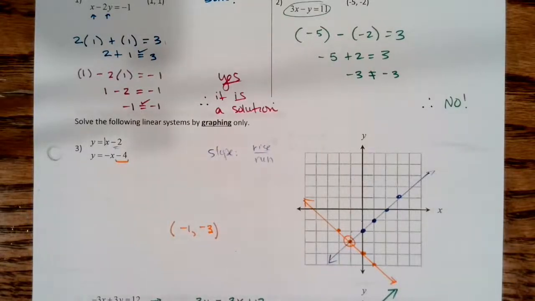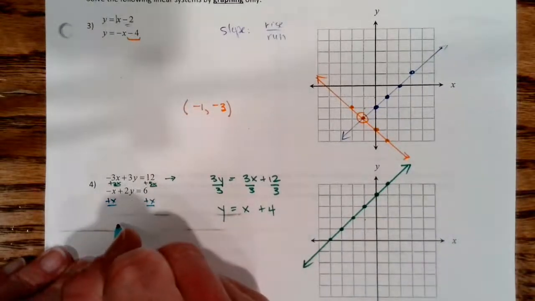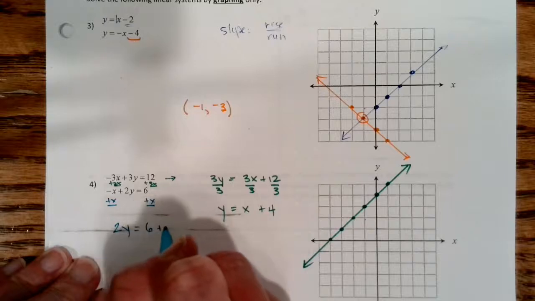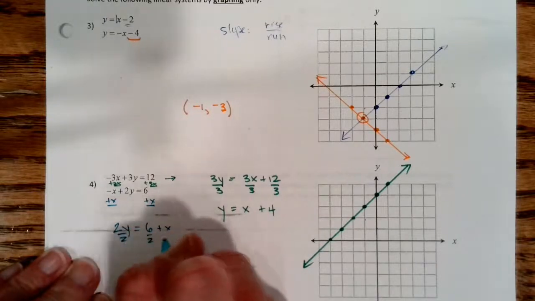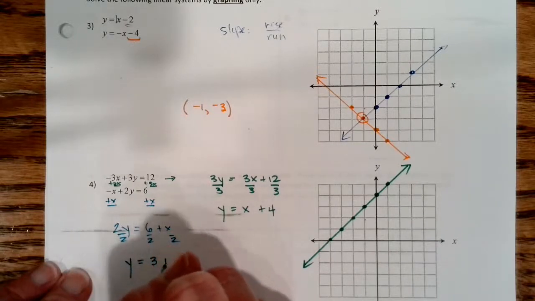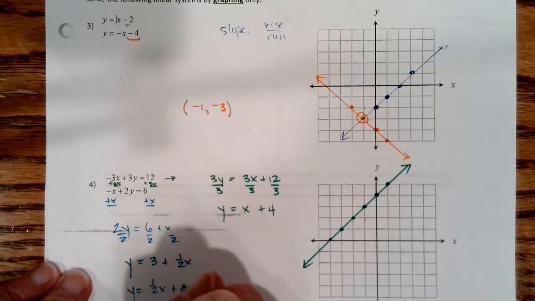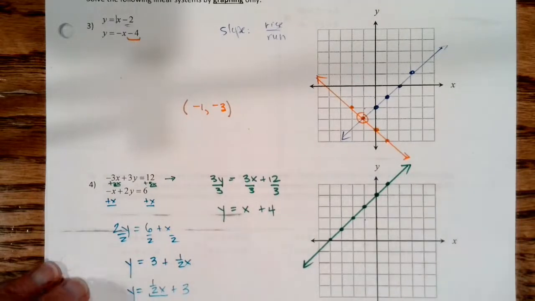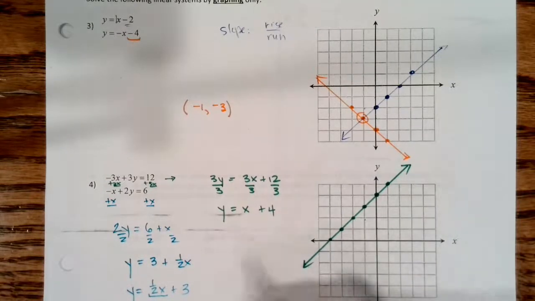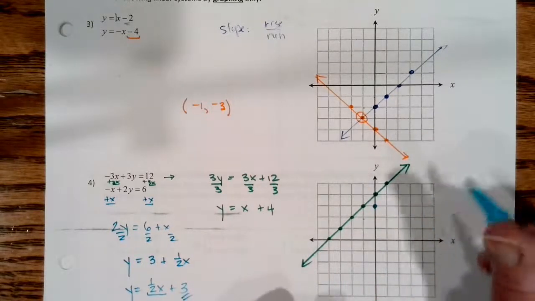Alright, let's take a look at my second line. I'm going to add x to each side. And when I add x to each side, I'll have 2y is equal to 6 plus x, divided by 2. And that's going to give me y is equal to 3 plus 1/2 x. If I were to write it in slope-intercept form, I would need to put my variable term first. Alright, I have a b of positive 3, 1, 2, 3, and a slope of positive 1/2.